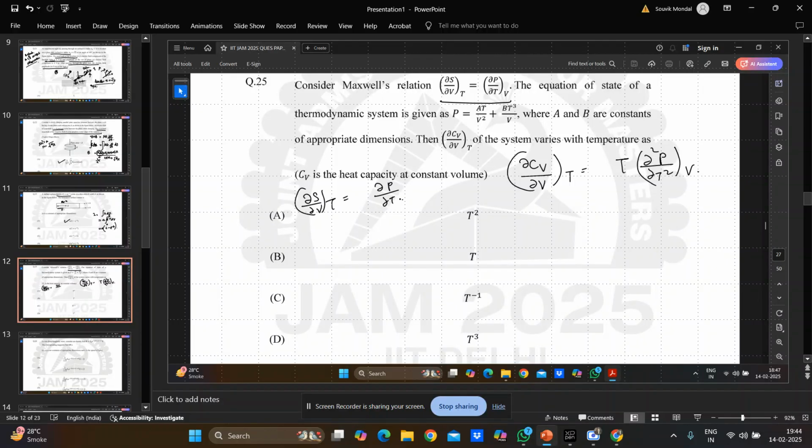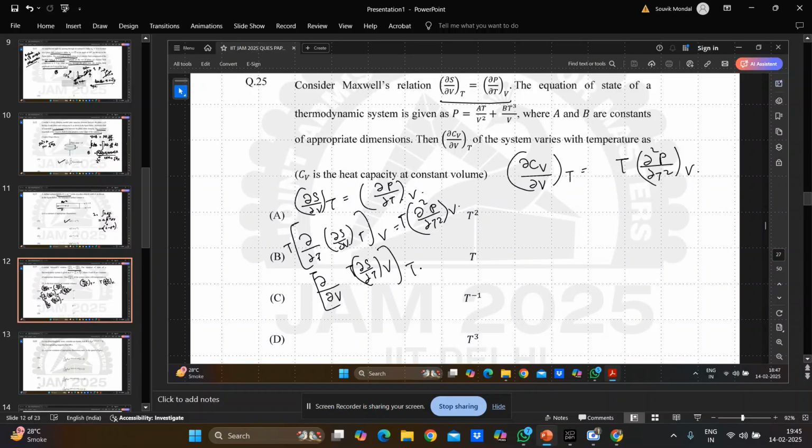So del P del T at constant V, right. Now take another derivative: del T of del S del V at T, whole of this at constant V, will give you del 2P del T2 at V. Multiply it by T on both sides. Now you change this order of differentiation. So del V of T del S del T at V is equal to T del 2P del T2 at V.